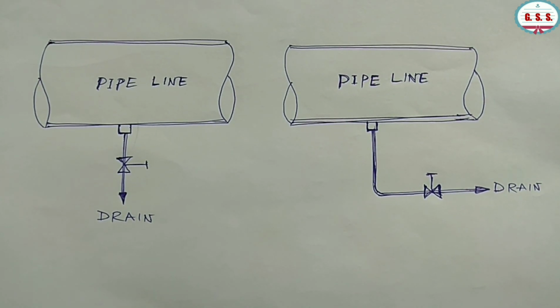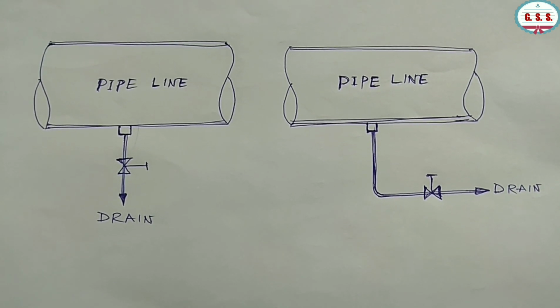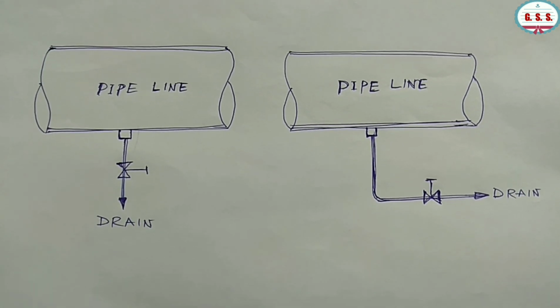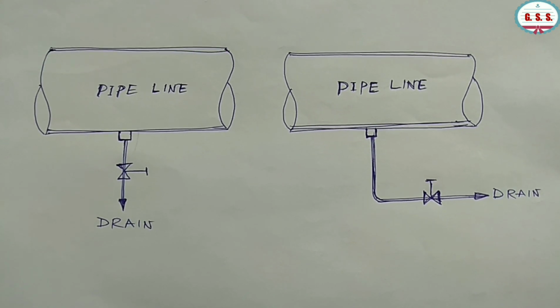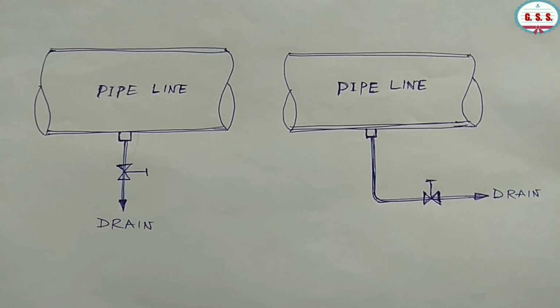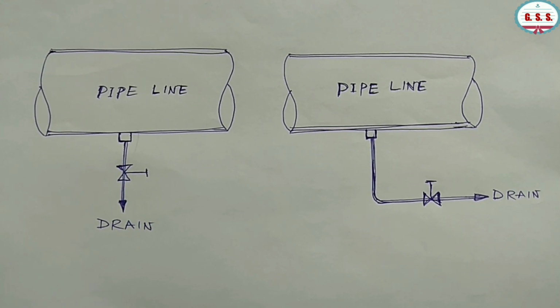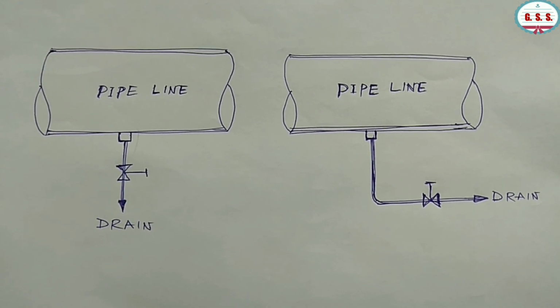During draining, along with the fluid or liquid, a lot of inside debris is also removed through the drain valve. Normally, gate valve, globe valve or ball valve is provided as a drain valve. Now we will see which valve is most appropriate for the draining purpose.